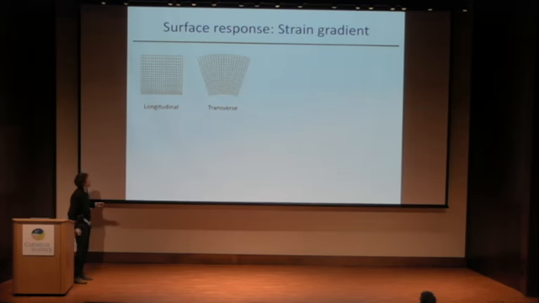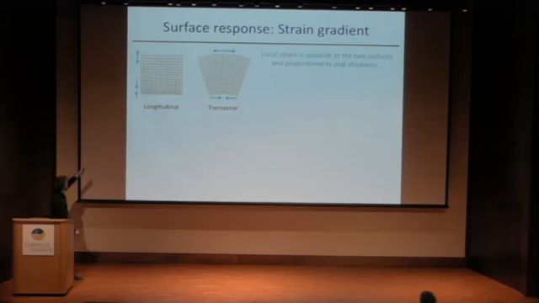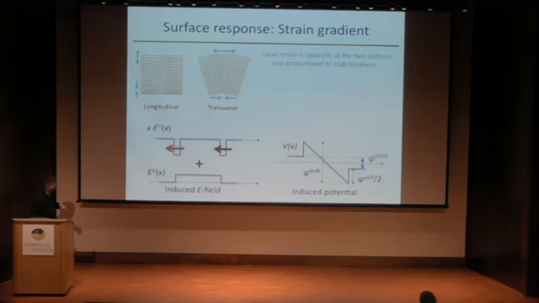When you do a strain gradient, for example, a longitudinal or transverse one, what you have is that the local strain is opposite at the two ends, is not equal as in the previous example. So the contribution of surface piezoelectricity actually sums up here because you have a minus sign here that makes the two dipoles produced by the surface point in the same direction.